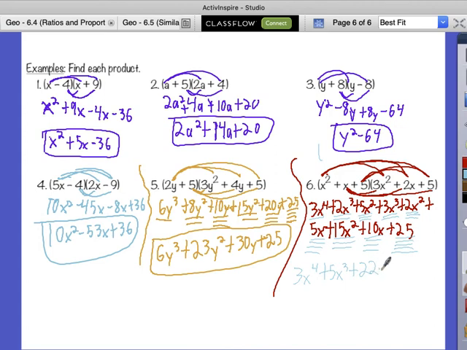22. Taylor Swift would be proud. 22x squared. We're on our 1, 2, 3, 4th term, so 4 underlines. 5x and 10x, what's that become? 15x. 5th term, 5 underlines, just that plus 25.